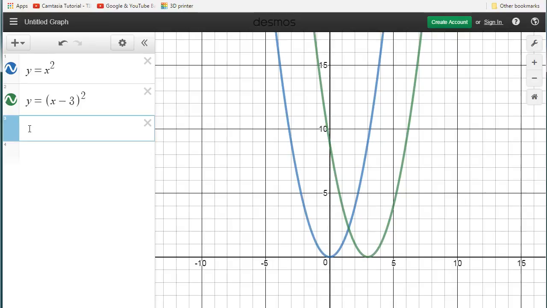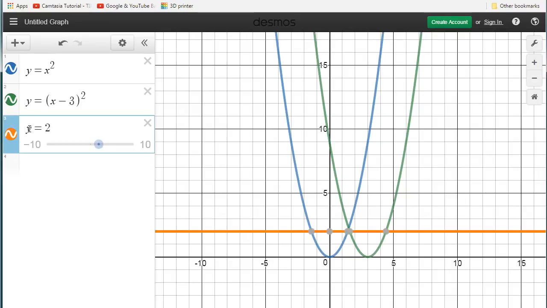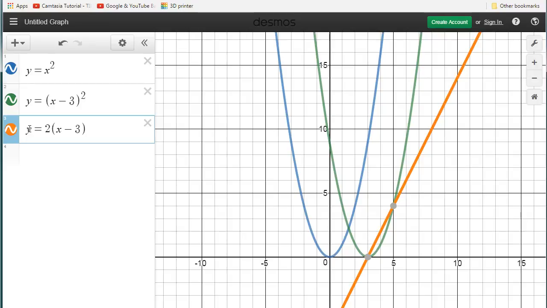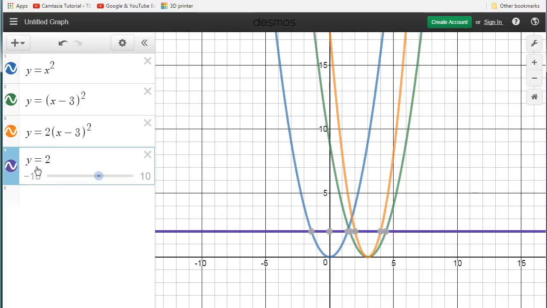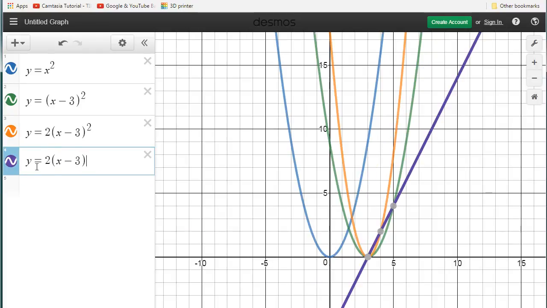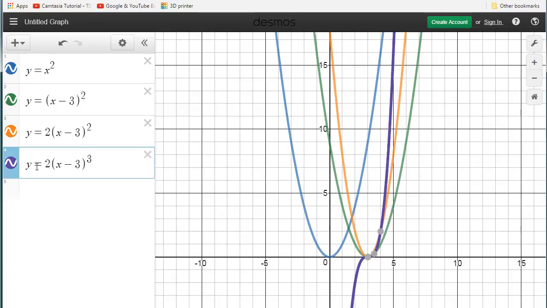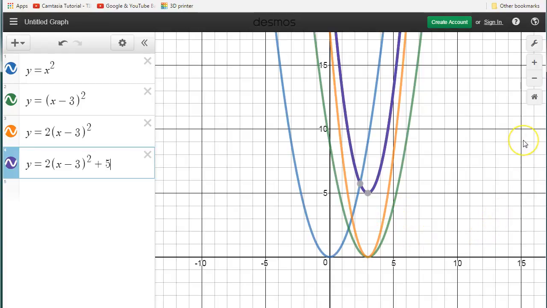Next, we multiply all of the y values by 2. Stretching them up. And then we add 5 to all of the y values. There we go. Pretty dramatic, huh? Okay then, that's the end of this presentation.